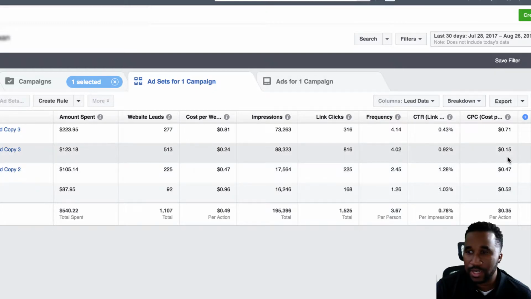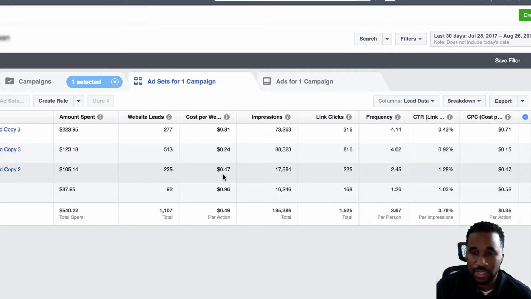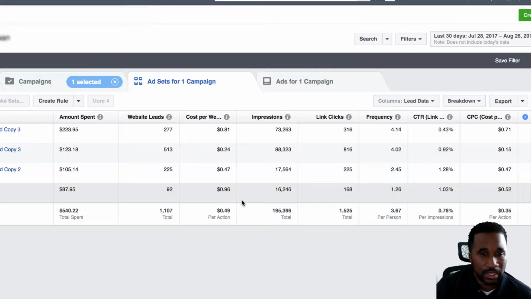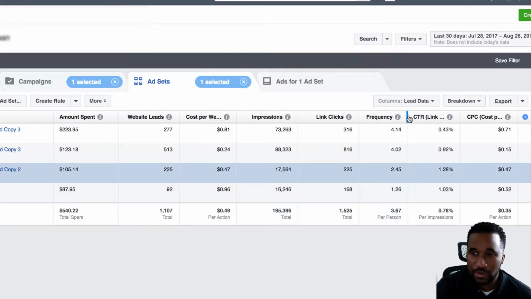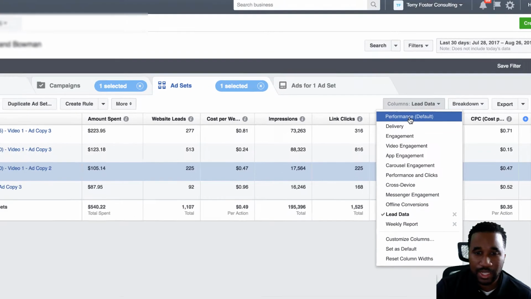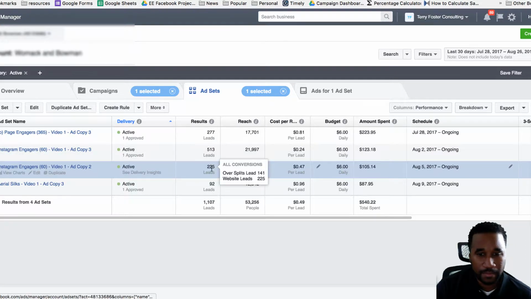Same thing with this one. I'm paying 15 cents per click and I'm getting 24 cents per lead. And this one's even more apparent because this would mean I would have 100% conversion rate, because I'm paying 100 cents per click. I'm paying 47 cents per click and I'm paying 47 cents per lead. So I want to check to see what's going on, especially with the type of lead. So let's just do that real quick.